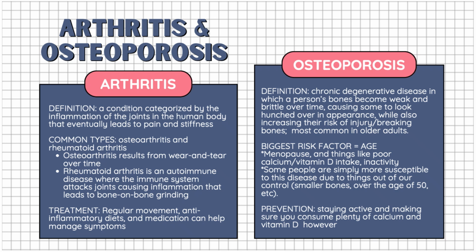The biggest risk factor, obviously, with osteoporosis is age, but it can also come about via menopause and things like poor calcium and vitamin D intake and just general inactivity, sedentary lifestyle, stuff like that. Now, obviously, piggybacking off of what I just said, the prevention for this is just to make sure you're staying as active as you can and making sure you're getting plenty of vitamin D and calcium.